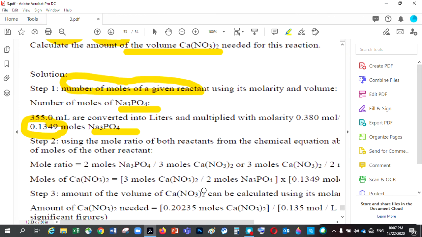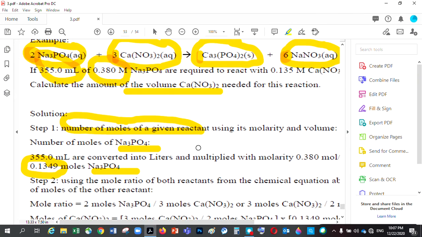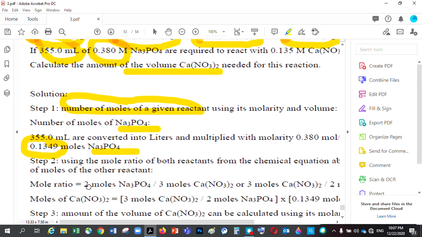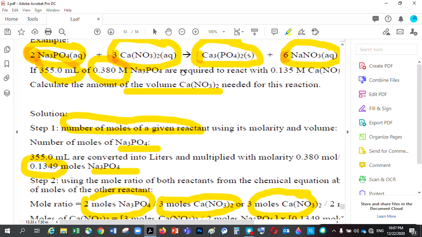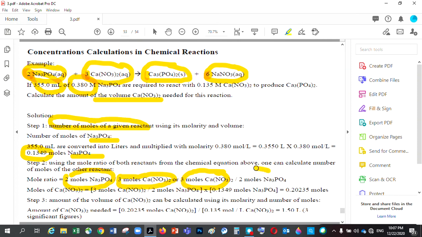Then step 2, using the mole ratio. I have 2 moles of sodium phosphate always reacting with 3 moles of calcium nitrate, or 3 moles of calcium nitrate reacting with 2 moles of sodium phosphate. So I set it up here: 2 moles of sodium phosphate to 3 moles of calcium nitrate, or 3 moles of calcium nitrate to 2 moles of sodium phosphate, correct? So here it is, with calcium phosphate here.